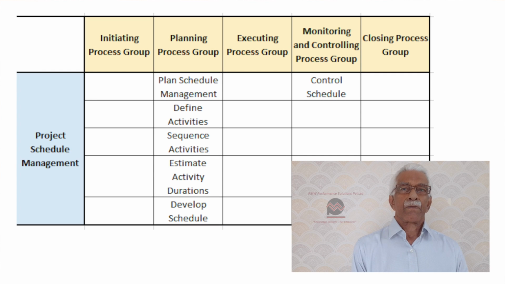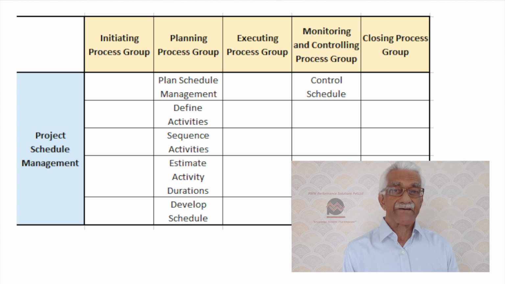So the first step in scheduling is to create the activity list. Now the activity list comes by breaking down the work package level of the WBS further, maybe one or two levels down, so that the activities can be comfortably estimated and duration, etc. determined. So that's the first step.